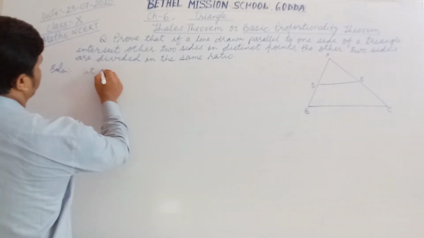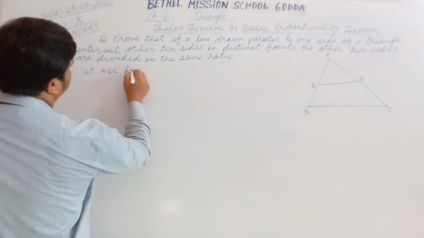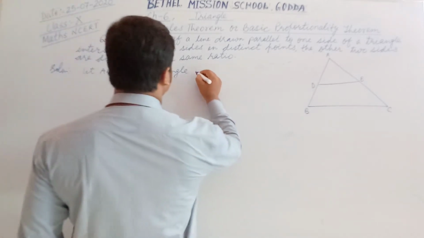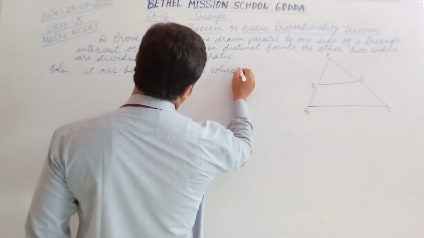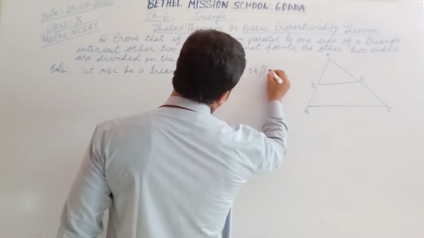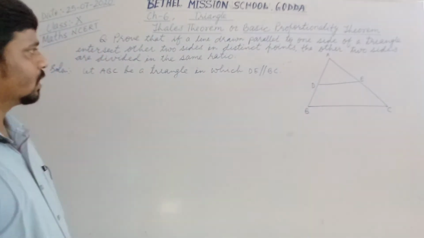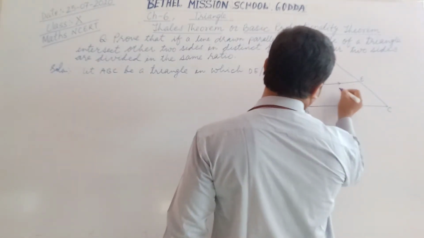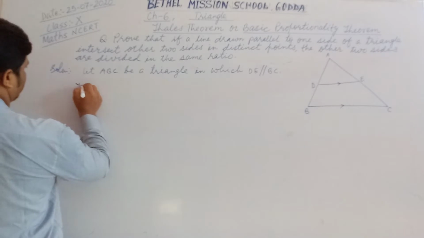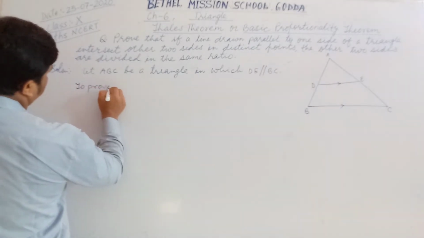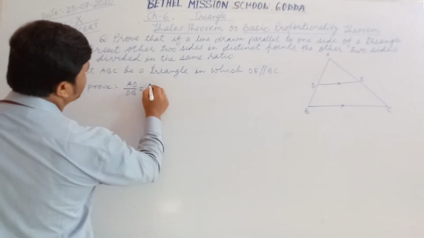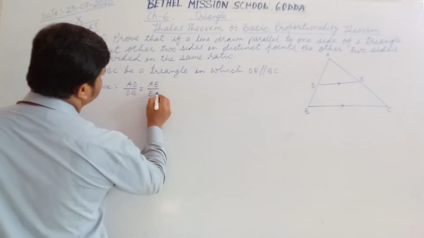Let ABC be a triangle in which DE is parallel to BC. This is given. To prove: AD by DB equals AE by EC.